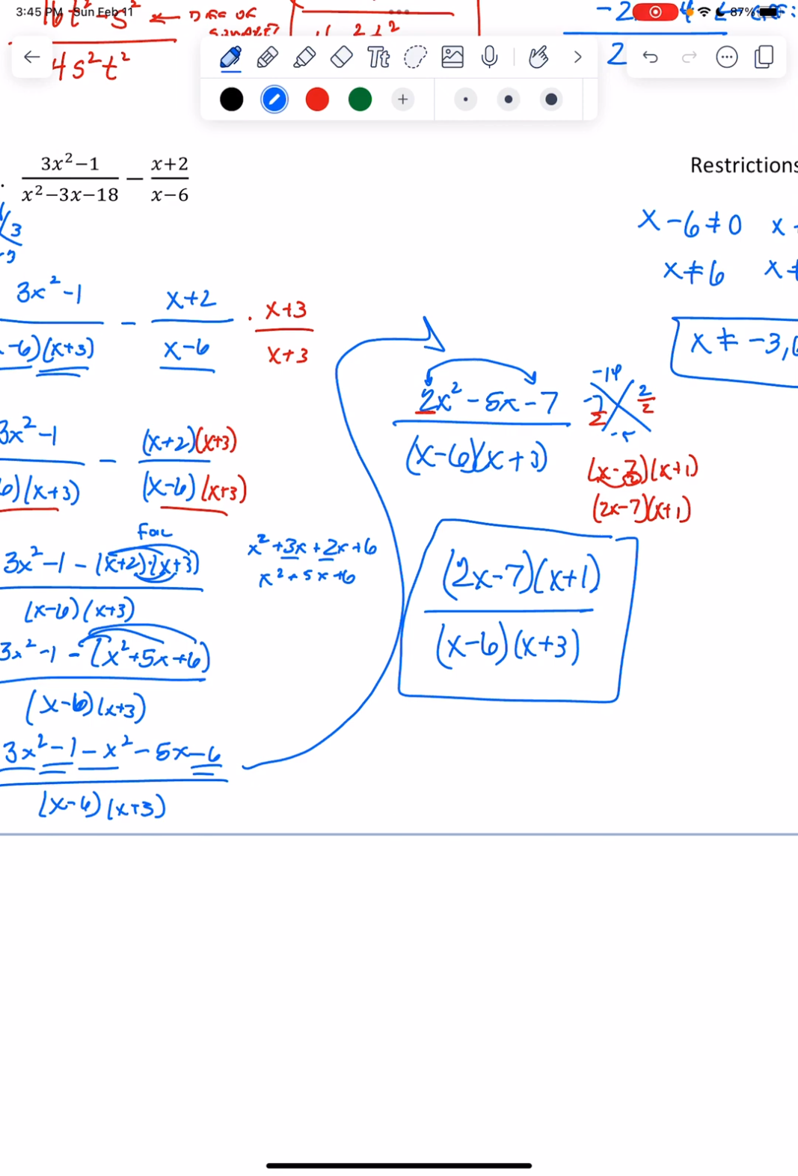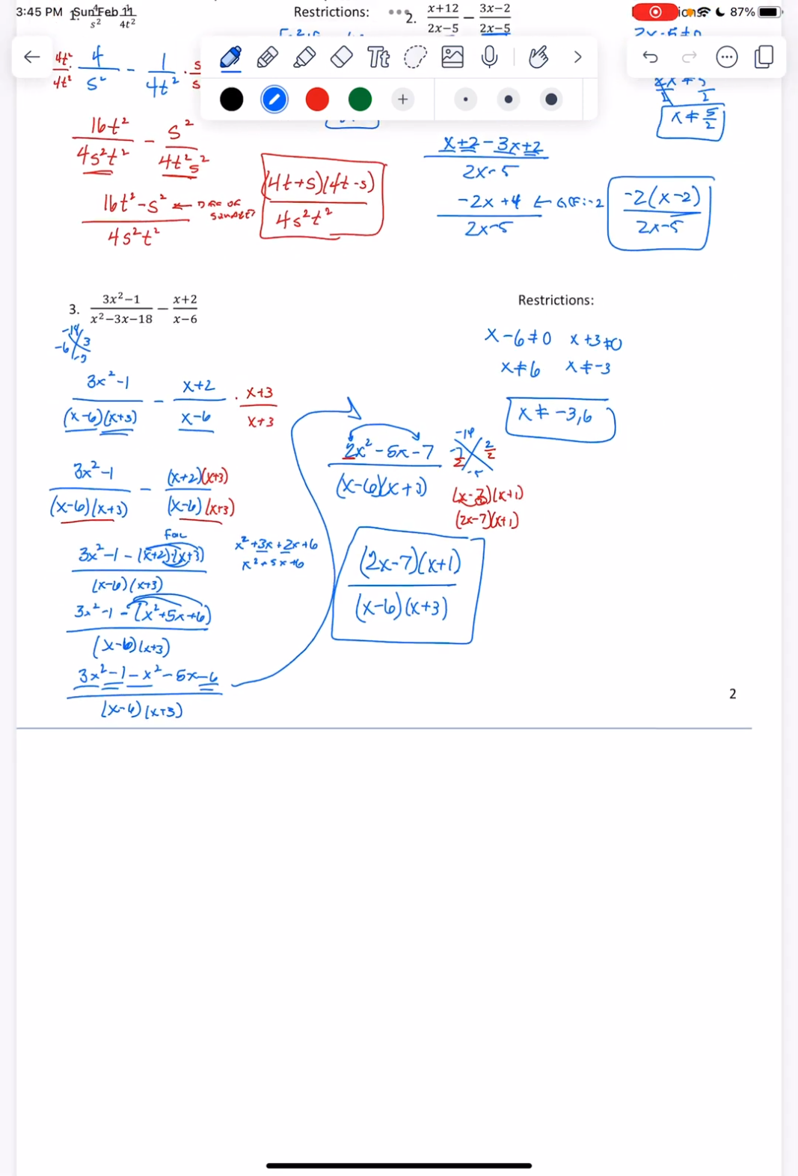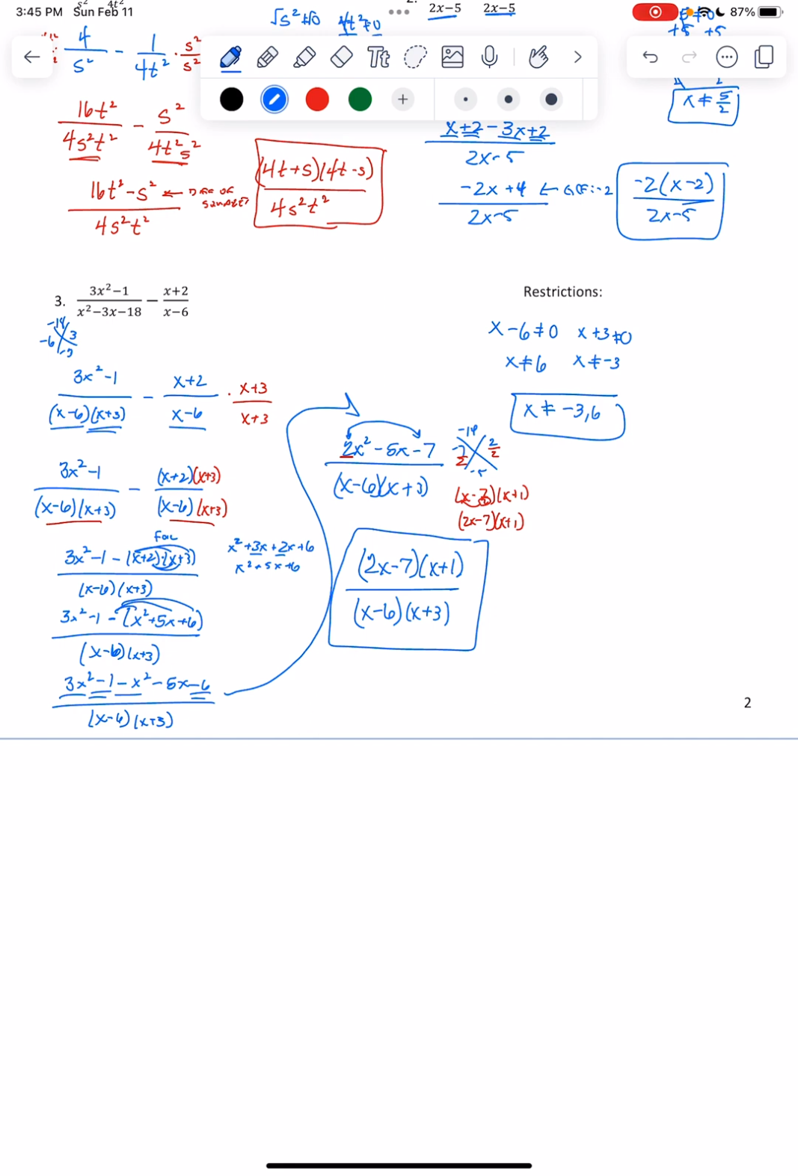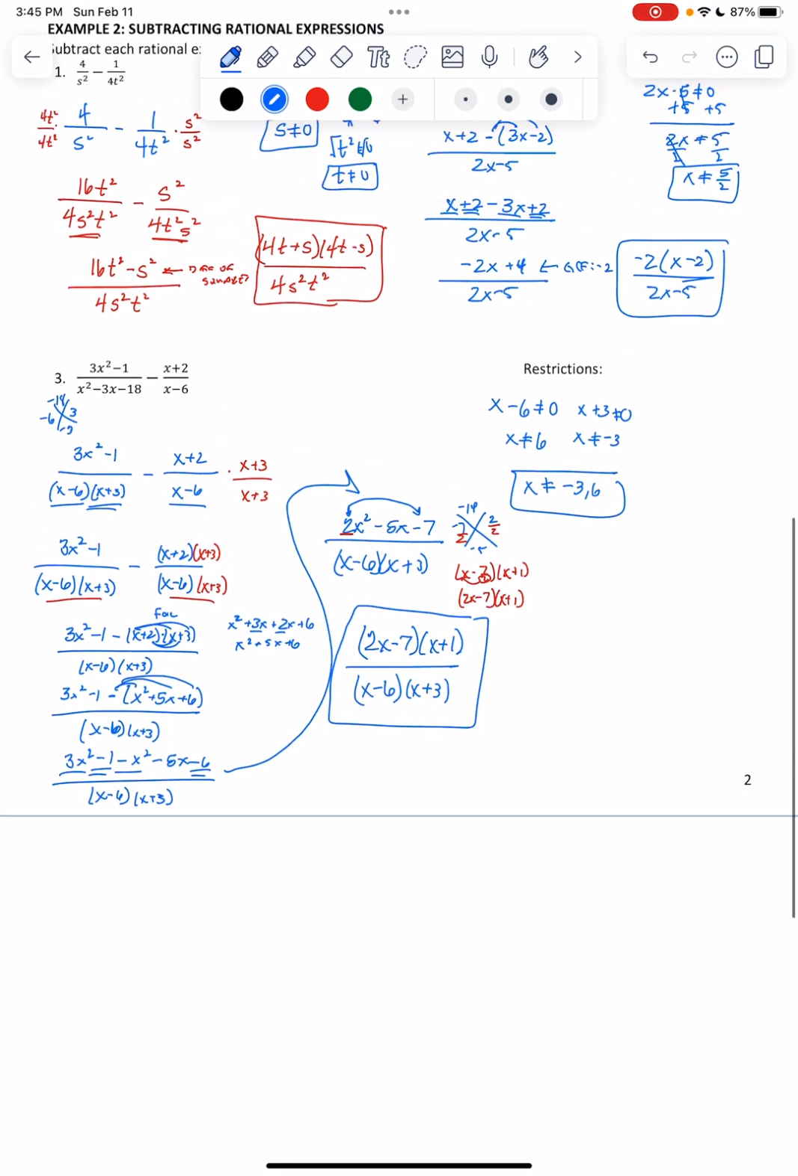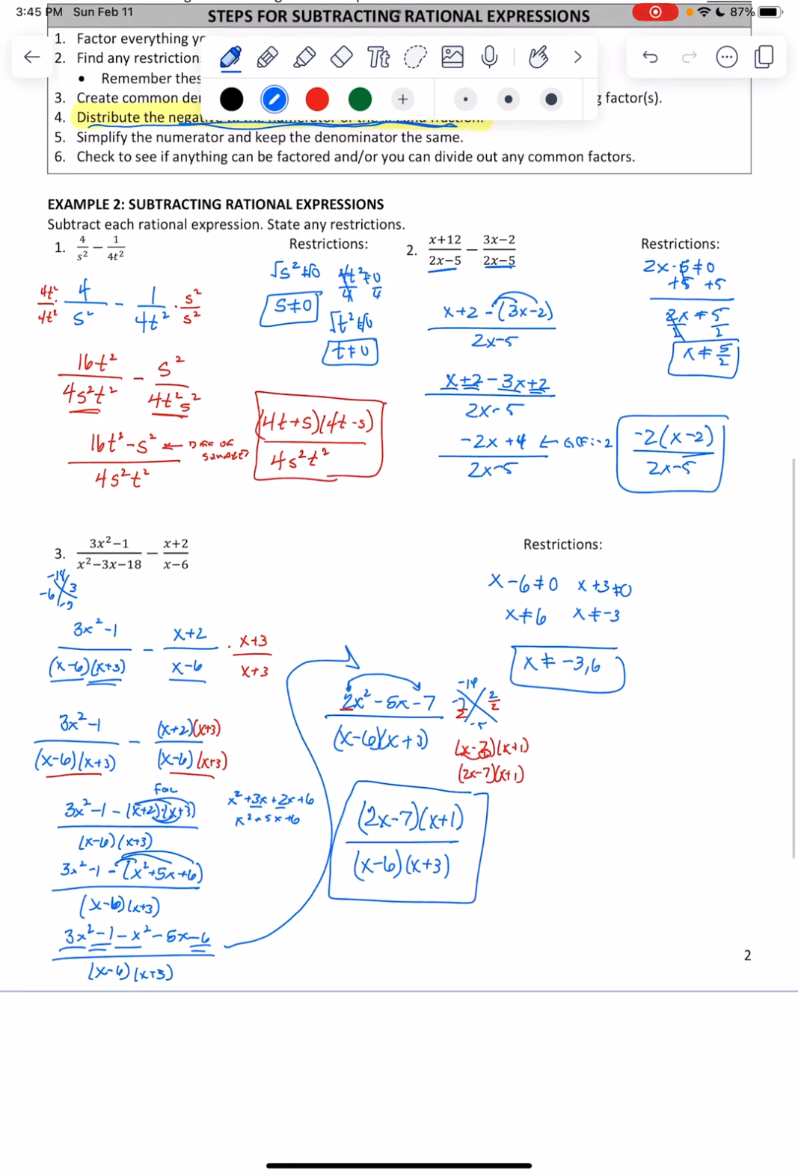Okay? So addition and subtraction are the harder ones because you need that common denominator. So practice with your homework. Let us know if you have any questions. All right?